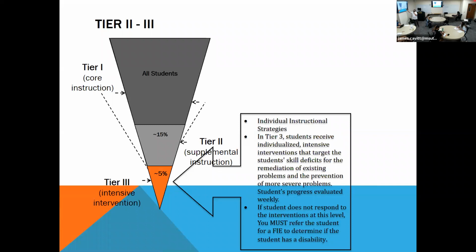In tier 3, we're moving from no longer is he in a targeted small group instruction. He is moved to individualized supplemental instruction. So do you see how this is progressive? This is still happening in general ed. It's not happening in special ed yet.